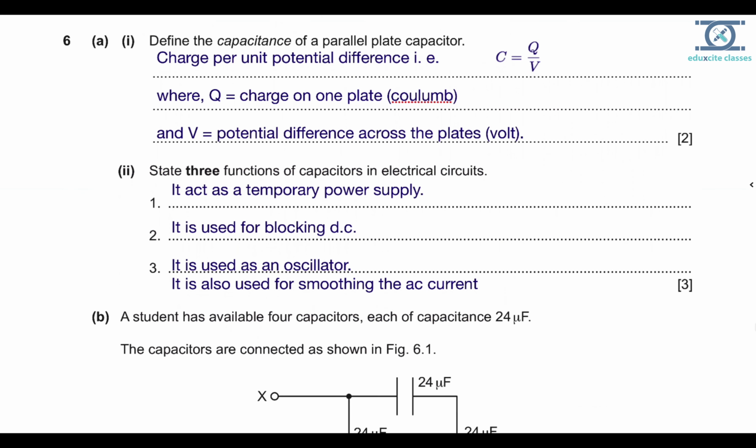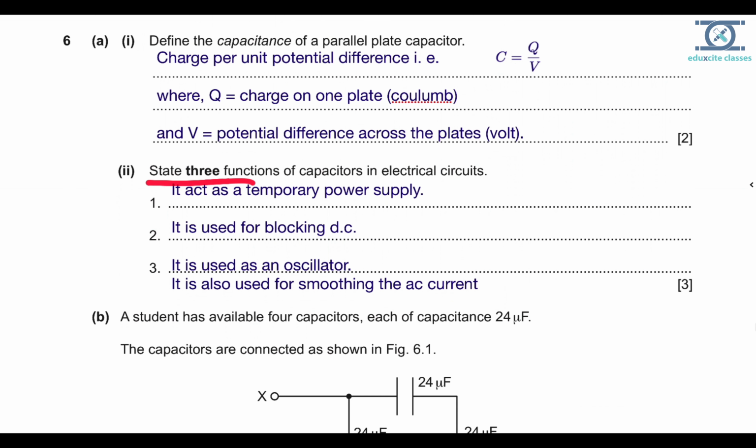Now the next question, number 6. Define the capacitance of a parallel plate capacitor. That is the charge per unit potential difference. C is equal to Q by V, where Q is the charge on one plate, that is measured in coulomb, and V is the potential difference across the plate, that is in volt. So this is of 2 marks, 1 mark for the definition, or you can say the formula expression, and mentioning what is Q and what is V.